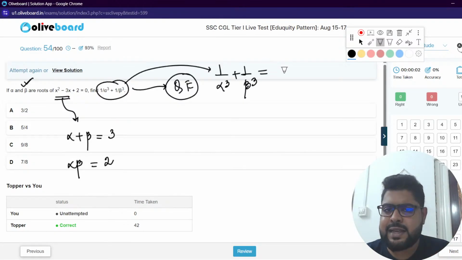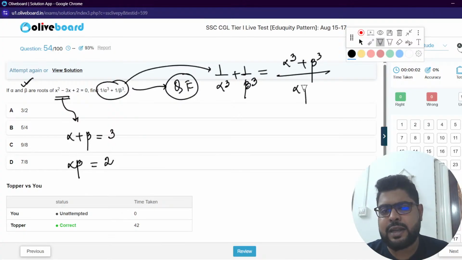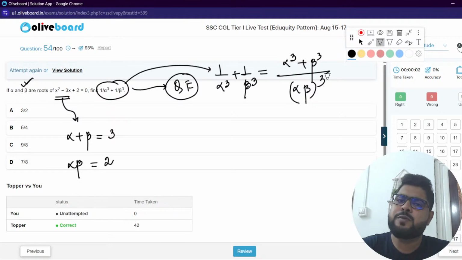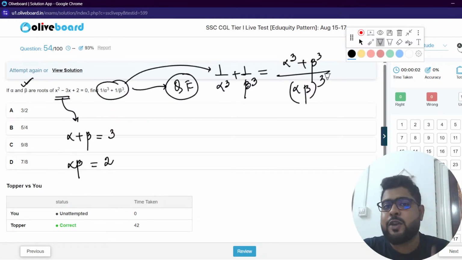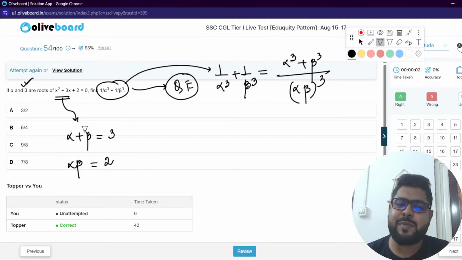First, you can say, sir, we can simply do alpha cube plus beta cube by alpha beta whole cube, the LCM if I do. And we can put the a cube plus b cube formula. But here there is a trick. There is a trick that is up my sleeve.